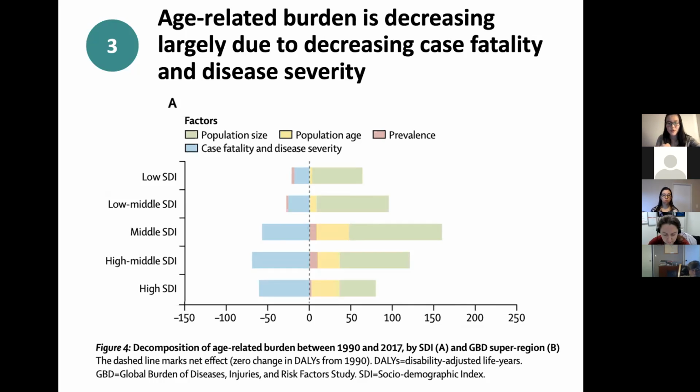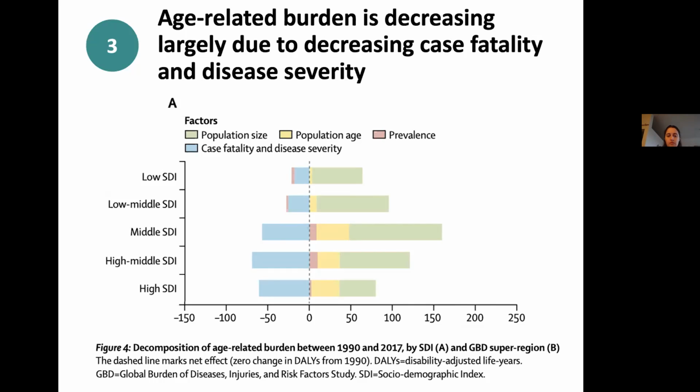But you'll see 4 different colors. Green is population size, yellow is population age, red is prevalence, and blue is case fatality and disease severity, meaning, for example, for the same type of cancer, the severity of the cancer may change over time. The GBD dataset from IHME captures that.